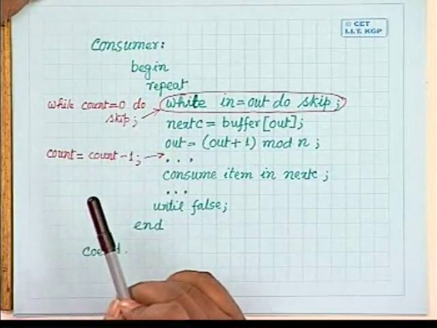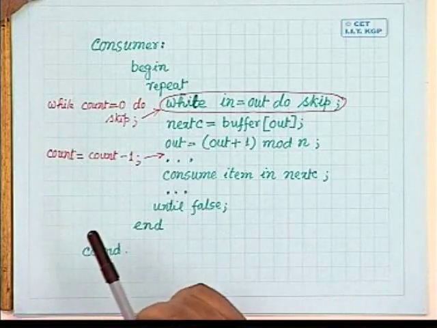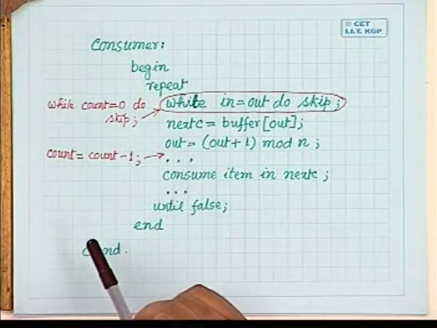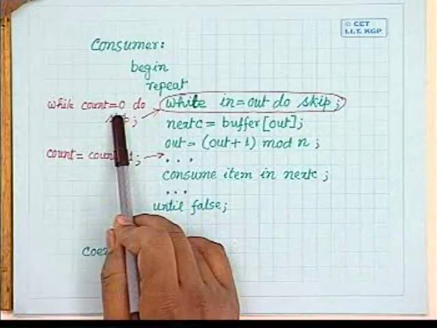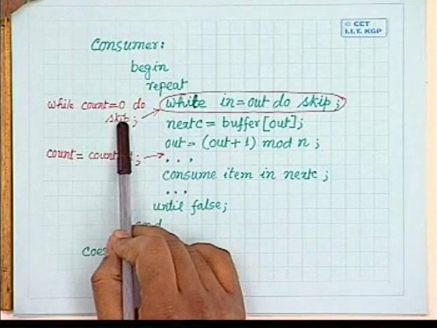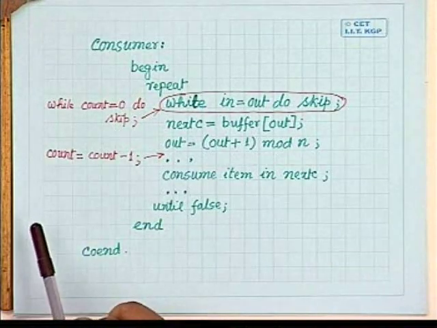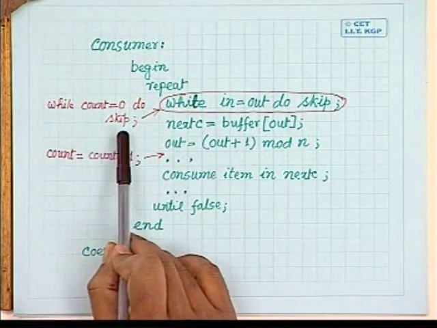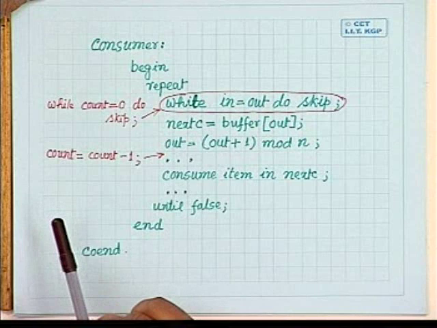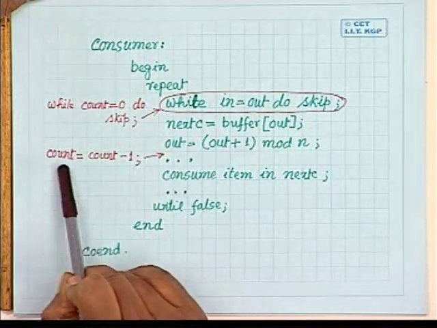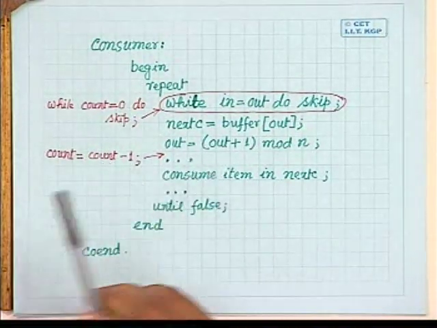Count value equal to 0 indicates that the buffer is empty, so the consumer process cannot consume any item from the buffer because there is no item. If count is greater than 0, only then can the consumer process consume an item from the buffer. Obviously, after consuming an item, it has to reduce the value of count by 1, because now the number of elements present in the buffer is less by 1.